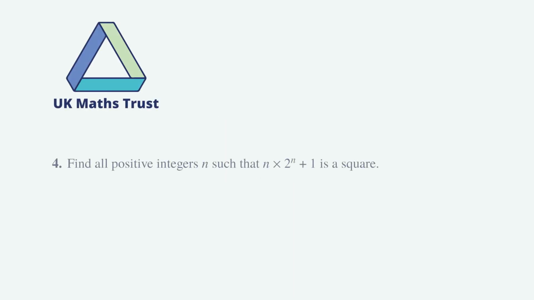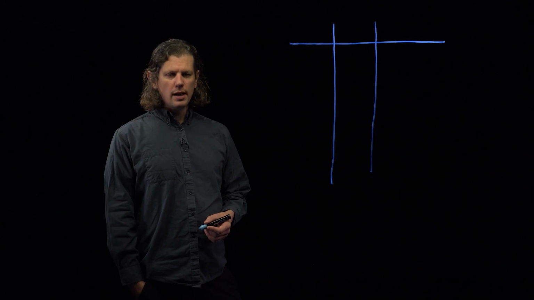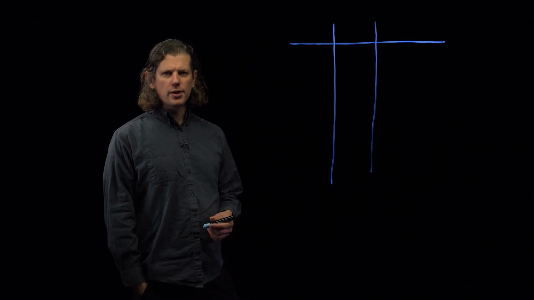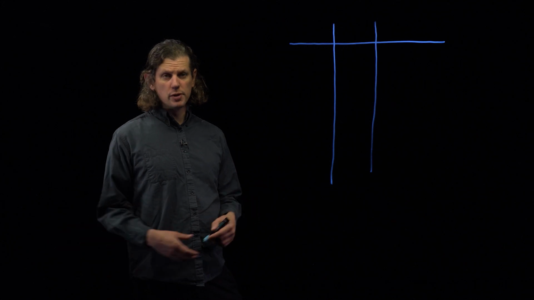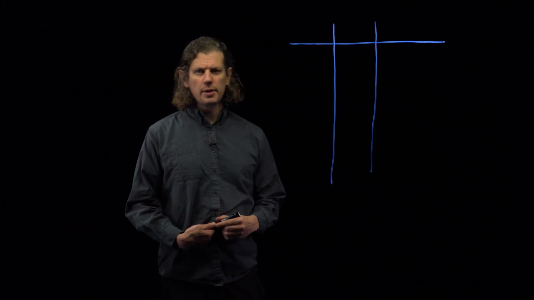Problem 4. Find all positive integers n such that n times 2 to the n plus 1 is a square. It's not obvious what to do to start with, so a good idea might be to try some small numbers and see if they work. So I'm going to make a table.